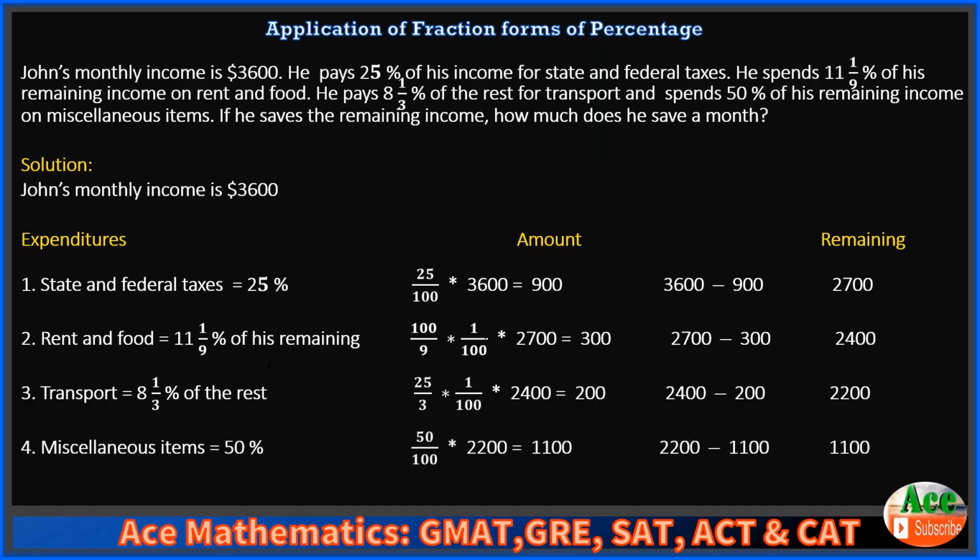4. Miscellaneous items equals 50%. 50 by 100 multiplied by 2,200 equals 1,100. 2,200 minus 1,100, that is 1,100. Thus, he saves $1,100 a month.